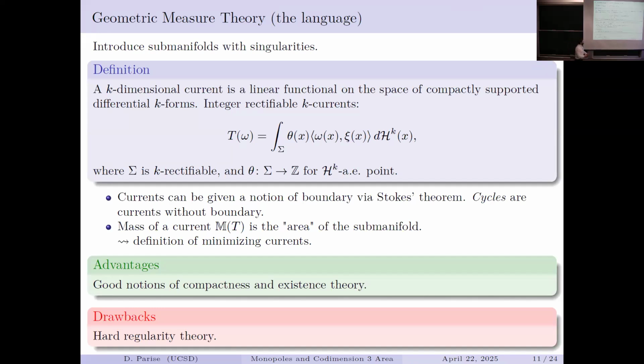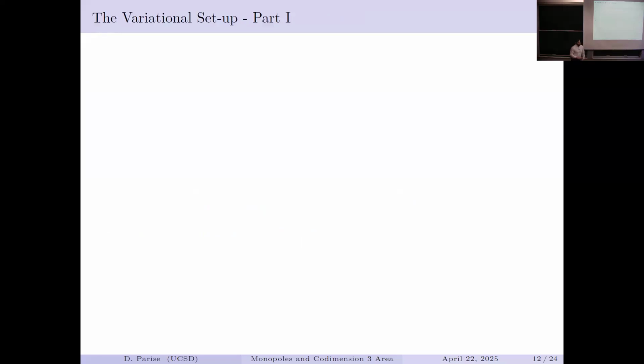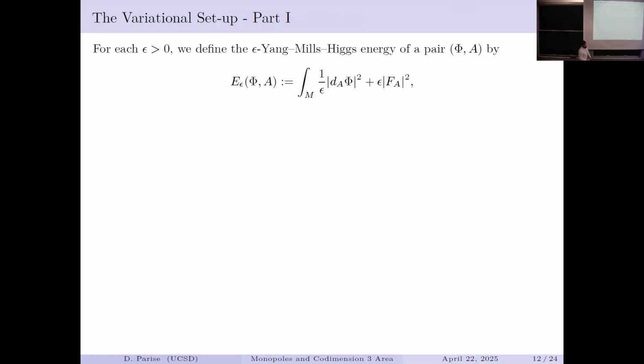To some extent, the purpose of geometric measure theory is very similar to what we do in partial differential equations, when we take weak solutions and then try to upgrade weak solutions to strong solutions. We do the same thing for submanifolds. But let me give you the variational setup. So for epsilon greater than 0, we define these epsilon Yang-Mills-Higgs energies as being solutions of the following pair phi.